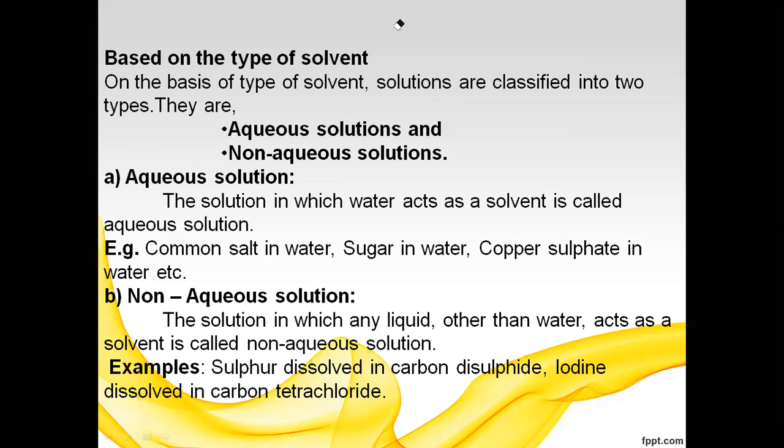Okay. So based on the type of solvent, there are two types, that is aqueous solution and non-aqueous solutions. In aqueous solutions, water acts as a solvent. A substance dissolved in water, that solution is called aqueous solutions. Non-aqueous solution means that a substance is dissolved in a solvent other than water, that is called non-aqueous solutions.